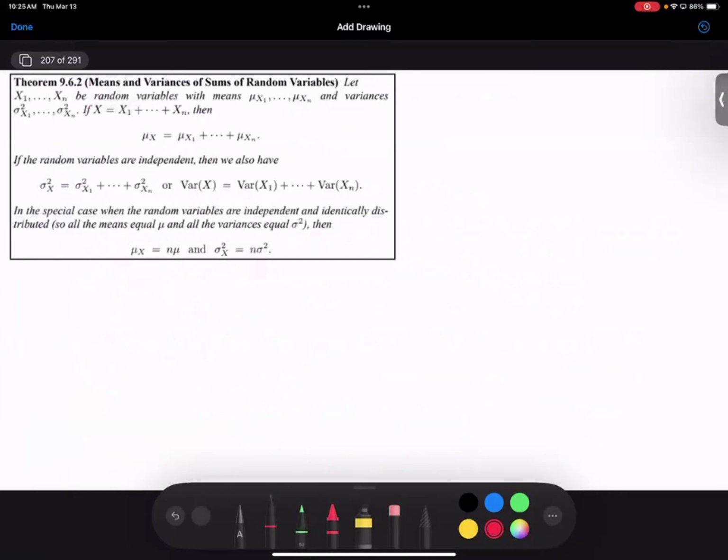Okay. So let's look a little bit. So your big theorem, 9.6.2, the mean of a sum is the sum of the means. The variance of a sum of independent random variables is the sum of the variances. And if they're all the same, then the mean is just n times any of the means, and the variance is just n times any of the variances. What is the extra condition between the means and the variances?